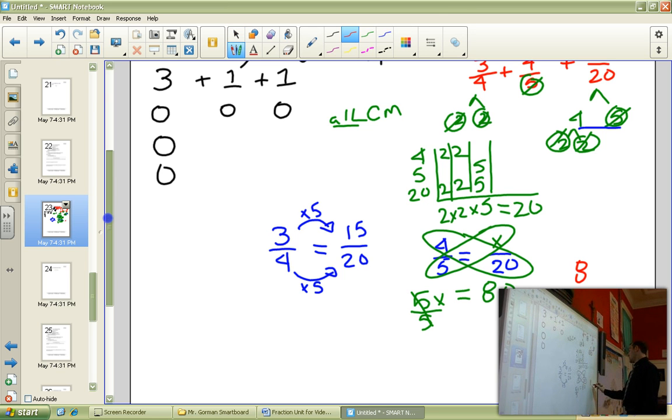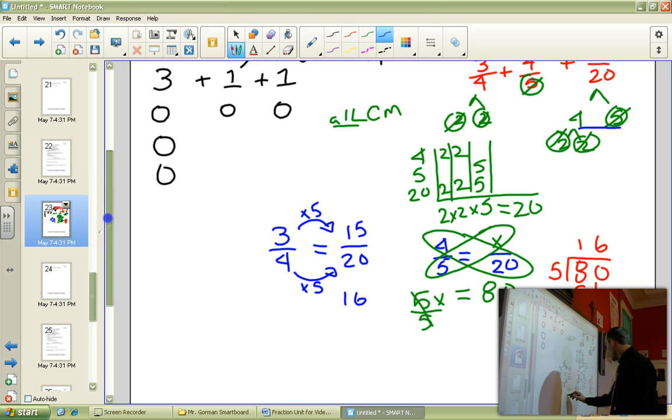80 divided by 5. It's going to fit in once. Subtract out my 5. I'm going to get a 3. Bring down my 0, and I've got a 6. Okay? So that means I'm going to have 16 as my numerator.